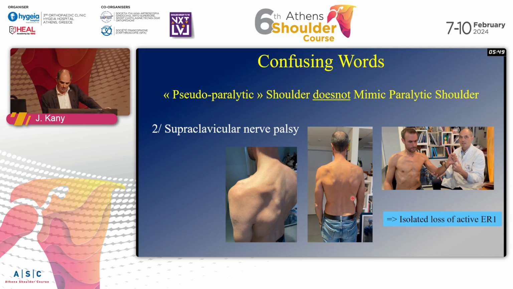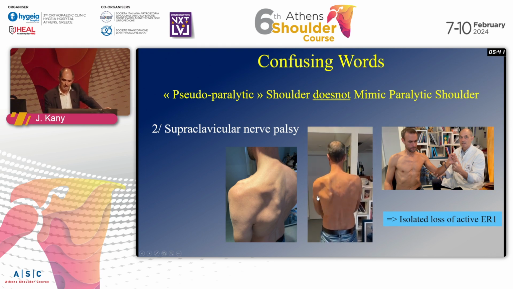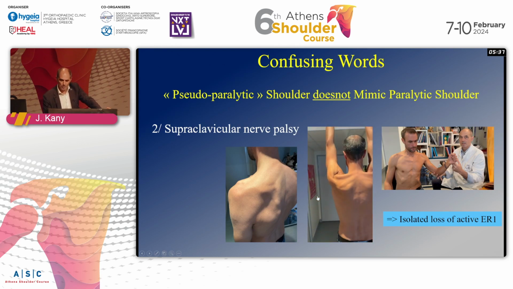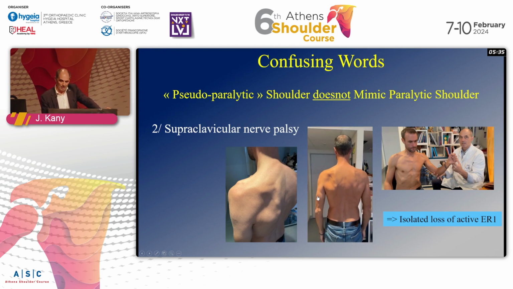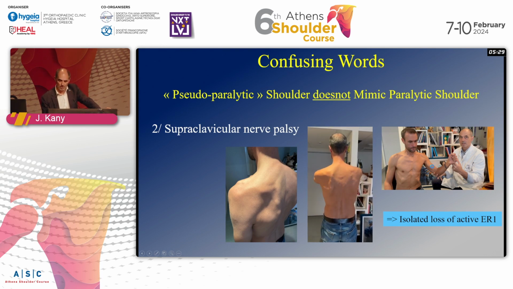What happened? Yes. It is a suprascapular nerve palsy, a lesion of the suprascapular nerve. You have no infraspinatus, no supraspinatus. And you can see that this shoulder is working, but there is no external rotation.